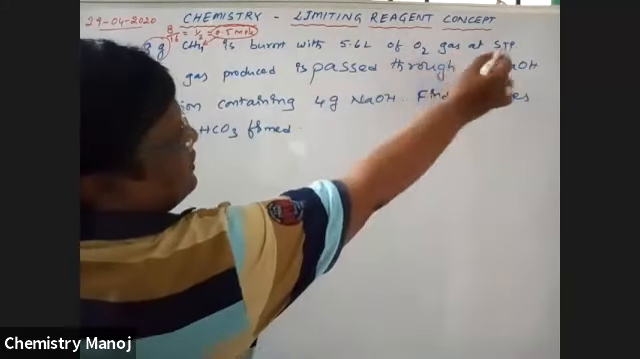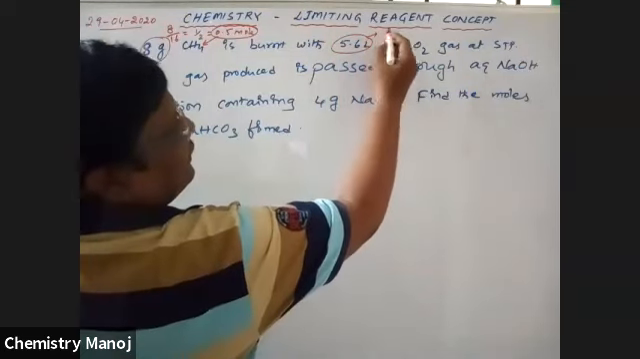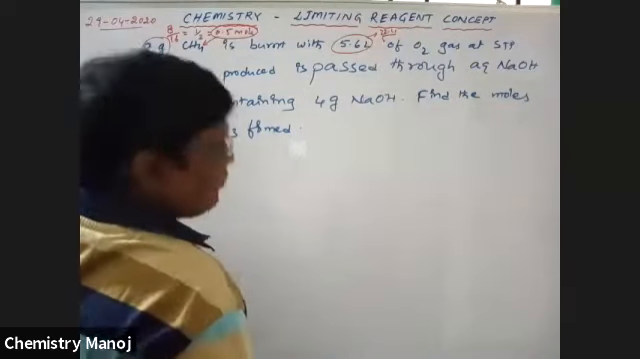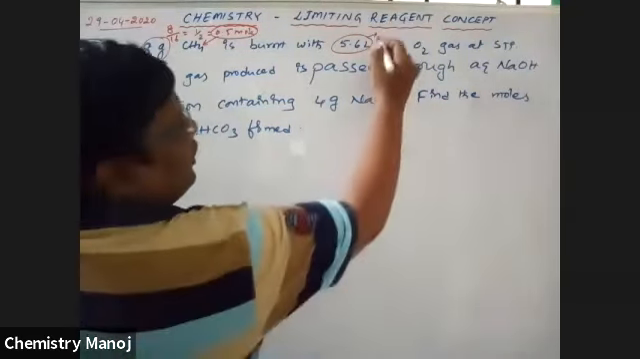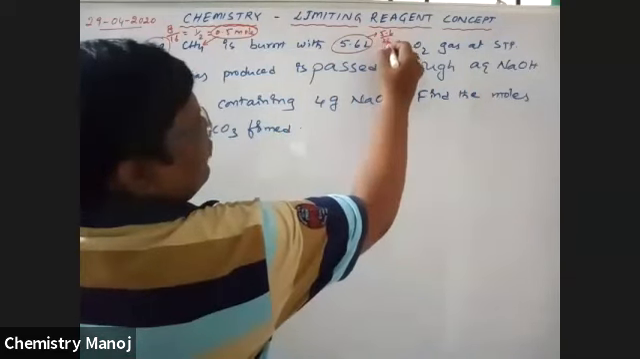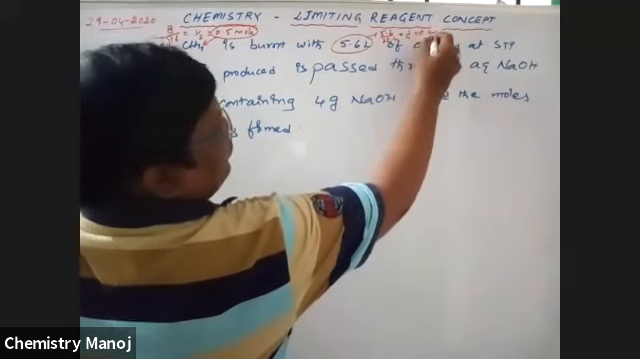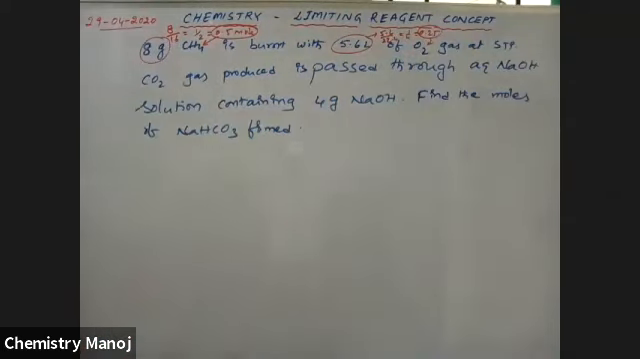5.6 liters of gas at STP. 5.6 liters means, once again, I'm going to convert into moles: given volume by 22.4, that is 1/4, that is 0.25 mole of O2 is there.